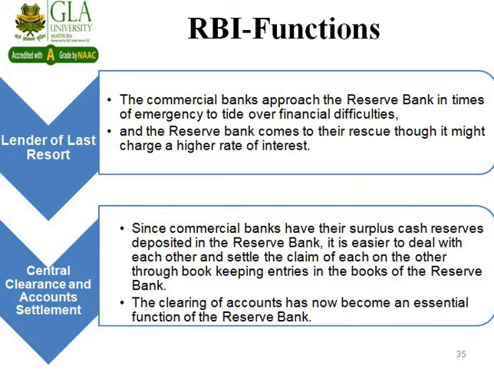Now, the third function, that is lender of last resort. What we mean by this function is that in case of emergencies or financial difficulties, if any commercial bank, any scheduled bank, comes seeking emergency help from any institution, the very first name is RBI. The commercial banks approach RBI in times of emergencies to tide over financial difficulties, and RBI comes to their rescue, though it might charge a higher rate of interest.